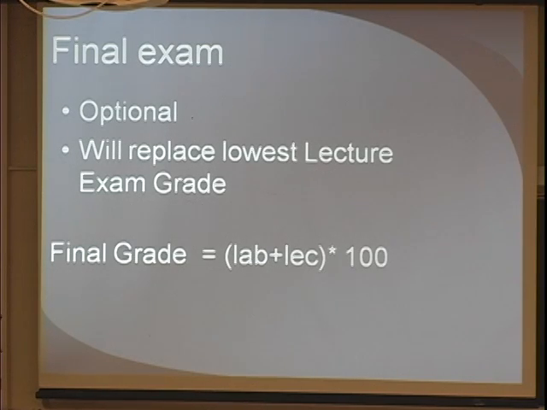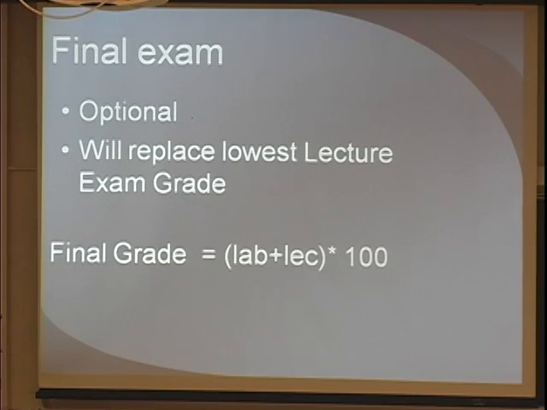Let's say you got 100 on the final. This is the maximum improvement you'd get. Let's be more realistic. Let's say you got a 90 on the final. What would your grade be? You can sort of do that math yourself, but I'll give you a sense of what that should be, or at least a formula to figure it out. And again, the final will replace your lowest lecture exam grade.